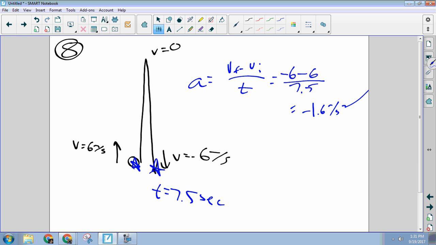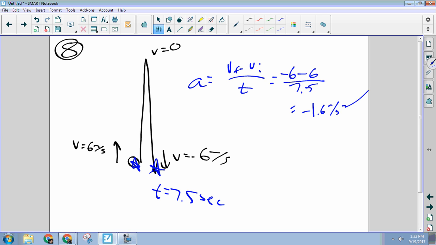Cool? Everybody good? Yep. Jody? I'm just making sure my process is correct because I got the same answer. I just cut the time in half and made the final velocity 0. That's perfect. Yep, that also works, as long as you remember to cut the time in half. Everybody good? All right, so that was 8.